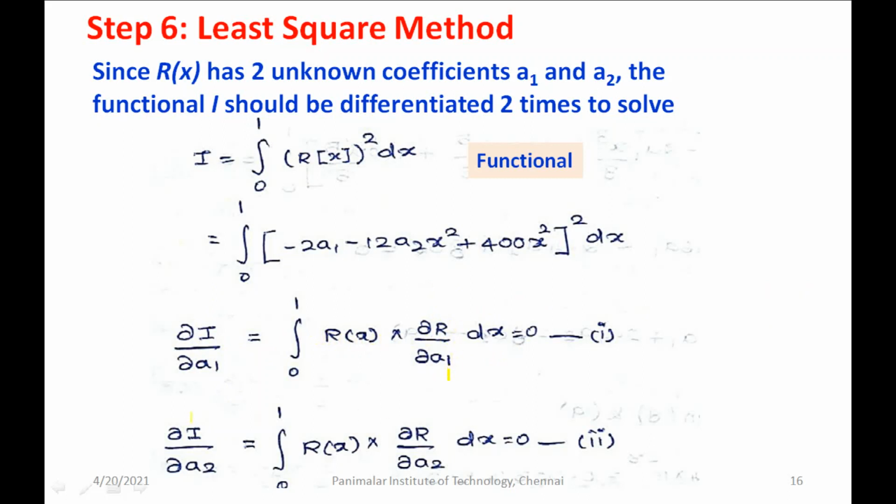So it is also very easy to solve, because we are not going to square the residual. So it is only r of x multiplied by dou r by dou a1. This dou r by dou a1 we can easily find out, that is the differentiation of the residual function with respect to the unknown a1. Similarly, we can frame dou I by dou a2 is equal to the integral of r of x dou r by dou a2 dx. So these two will give you two simultaneous equations, and solving them we will get the solution for a1 and a2. Now let us see how to solve this one.